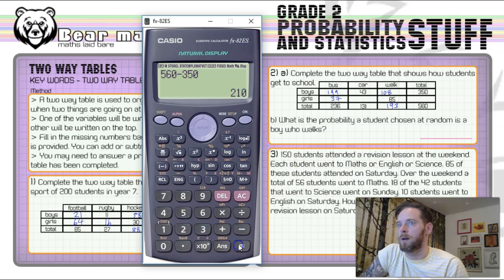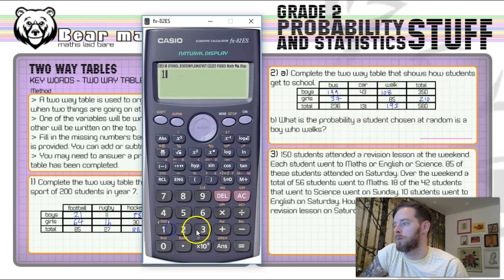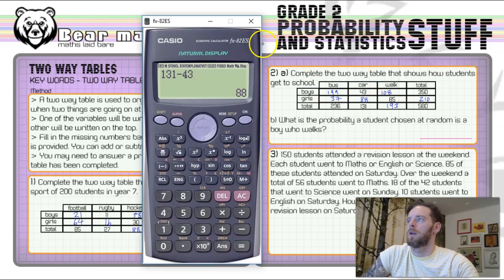Which gives us the amount of girls in total, 210, and then we can take away the 85 and the 37, or we can take the 131, take away the 43. Let's do 131, take away 43. Either way would get the same answer because it's the missing number that we need, the girls that go in the car. I think it was 88. It is 88. So that's how we do that.